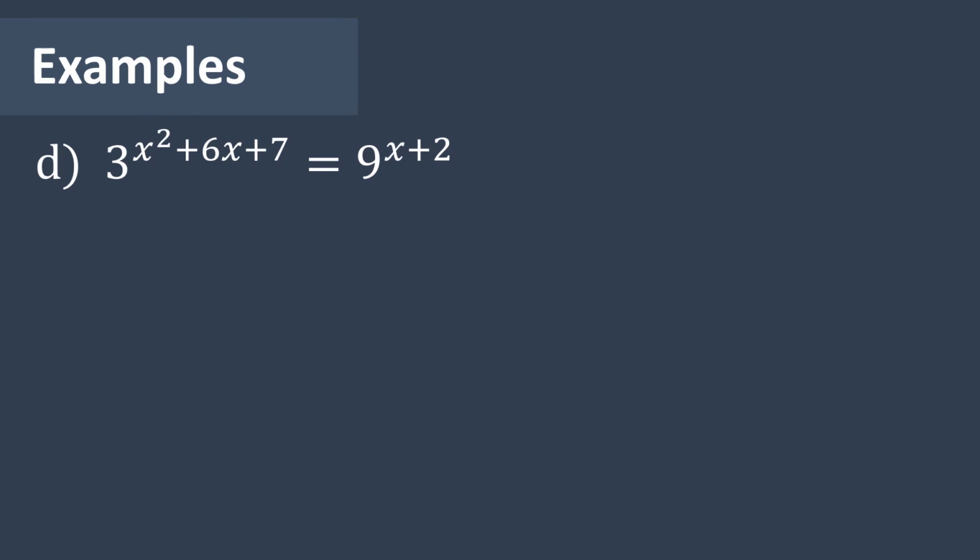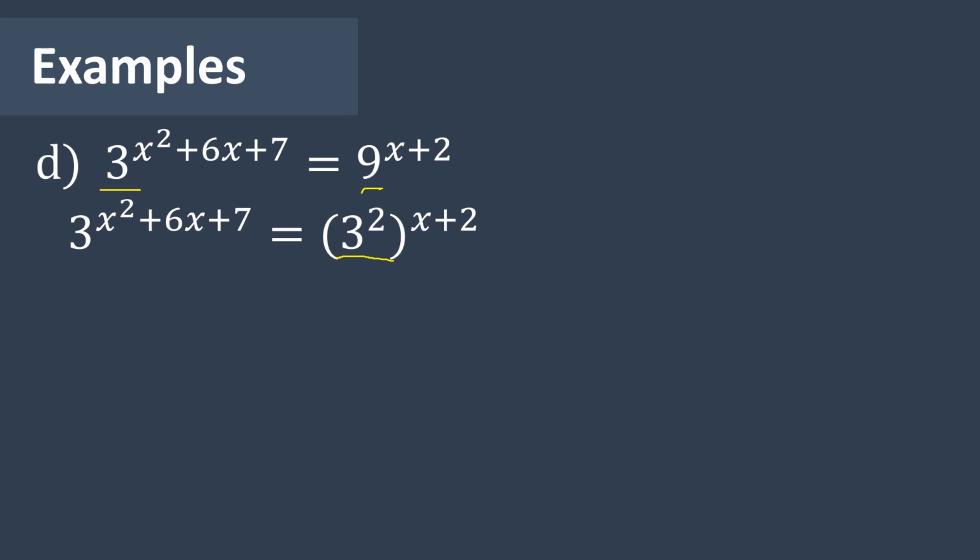Now, we have our last example. We have 3 raised to the power of x squared plus 6x plus 7 is equal to 9 raised to x plus 2. Again, our first procedure is we make sure that their bases are the same. So, we can follow 3. Because we all know for a fact that 3 squared, if we perform that, would be equal to 9. So the right side, we changed it to 3 raised to 2, quantity raised to x plus 2.